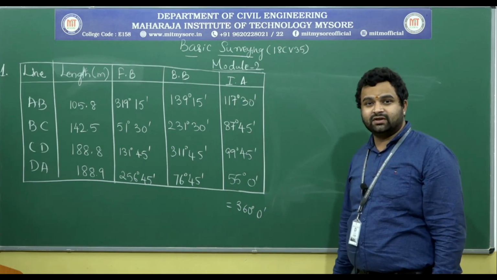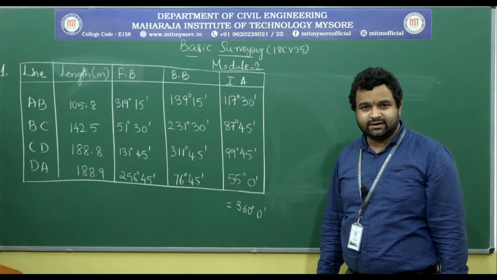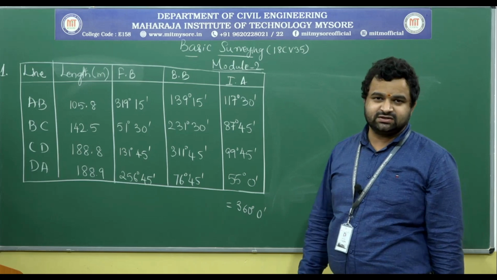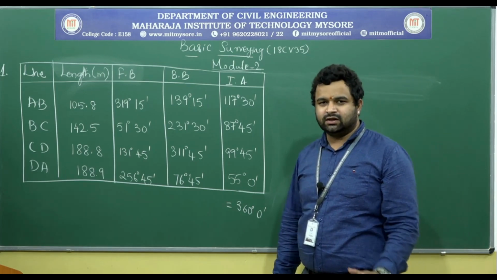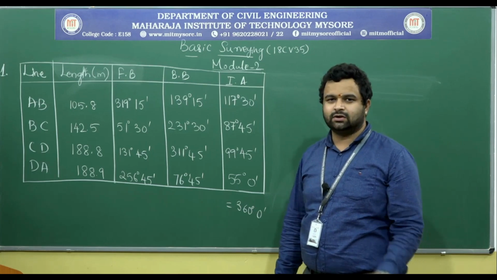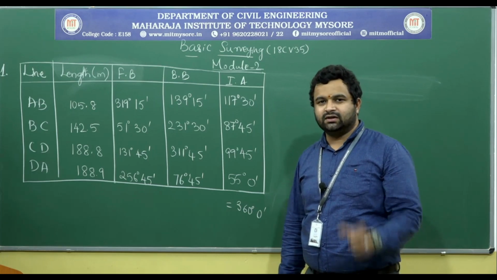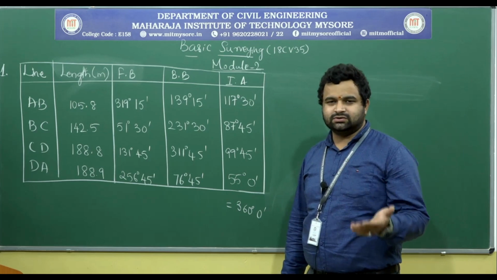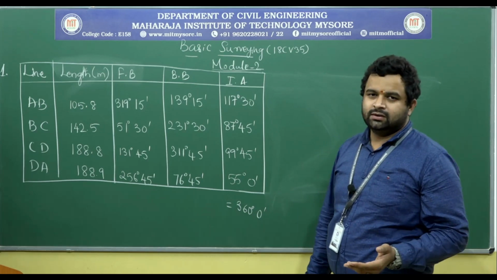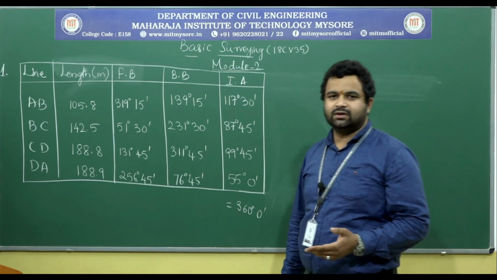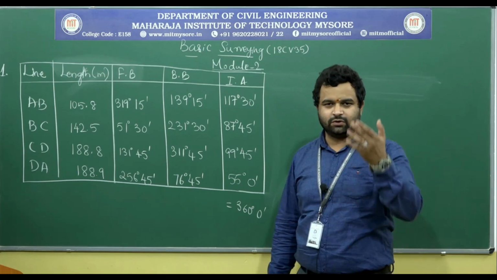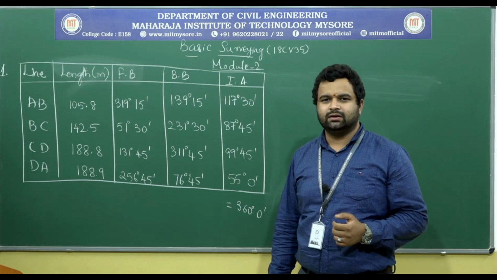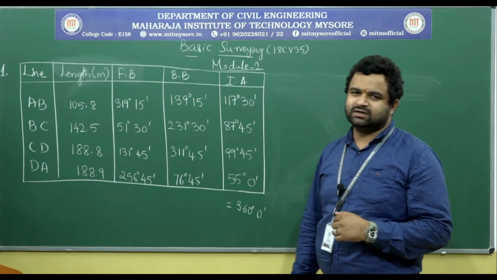We have to check whether the sum of all the latitudes and the sum of all the departures is equal to 0. Only then can we say that the traverse is balanced. Otherwise, we will have some error, which is called the closing error. That has to be rectified. What is that closing error? That has to be determined. If it is asked in the question, then you have to calculate the summation of all the latitudes and the summation of all the departures, then apply the corrections using the transit rule.